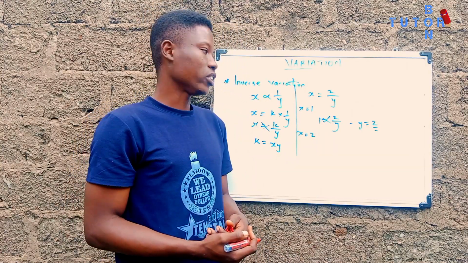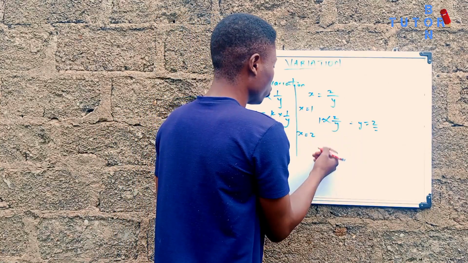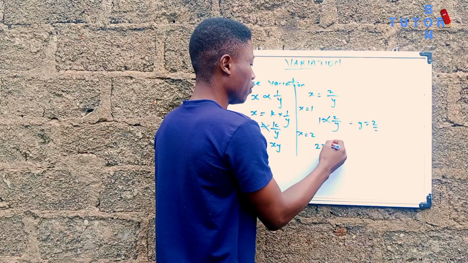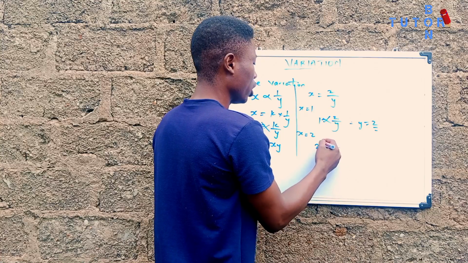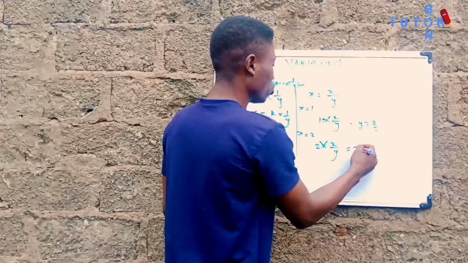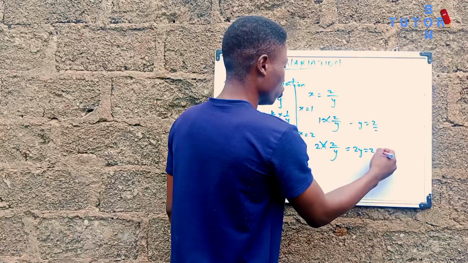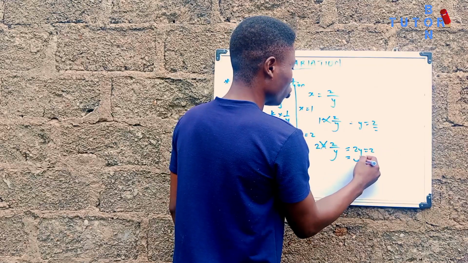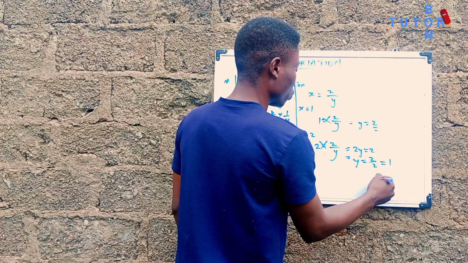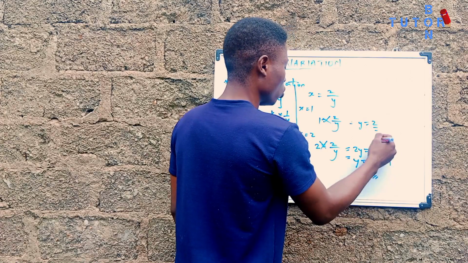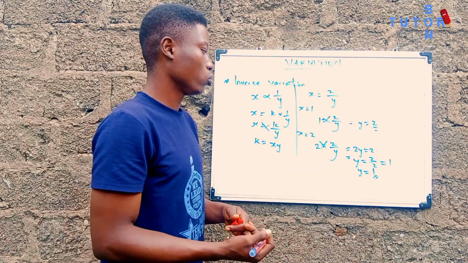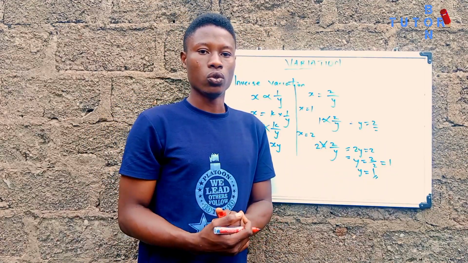What happens when x equals 2? When x is equal to 2, you have 2 equals 2 over y. If you cross multiply, you have 2y equal to 2. Then you have your y equal to 2 over 2, which equals 1. Your y is equal to 1. When x is equal to 2, your y is equal to 1.